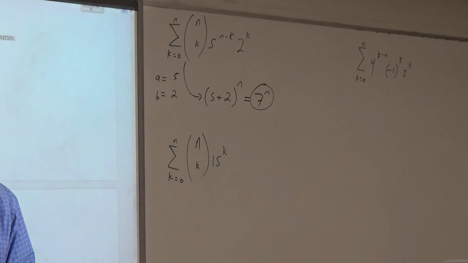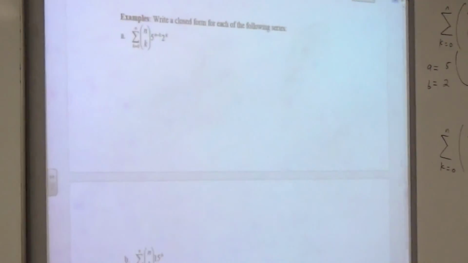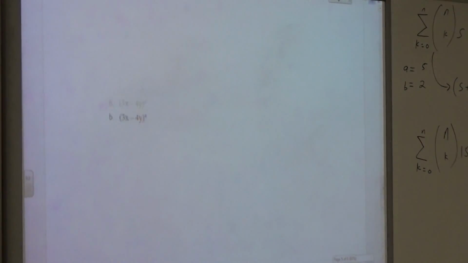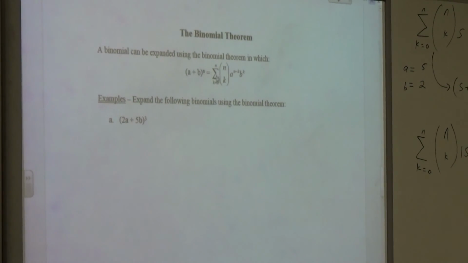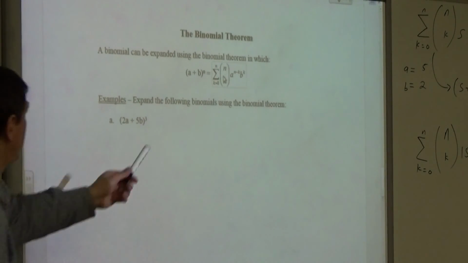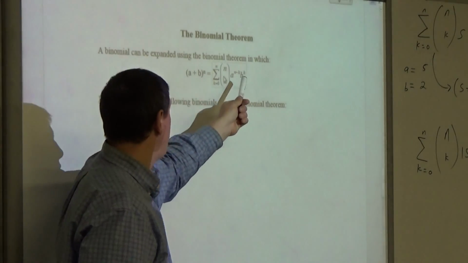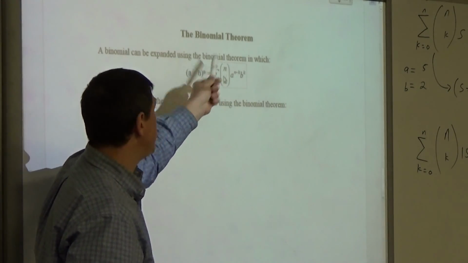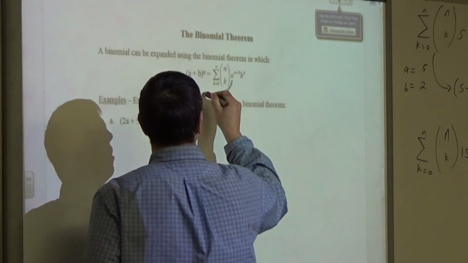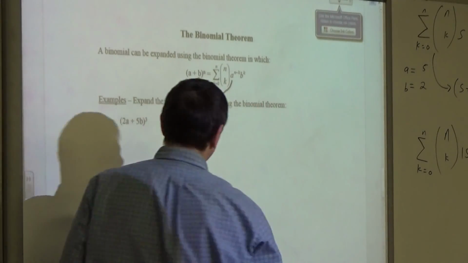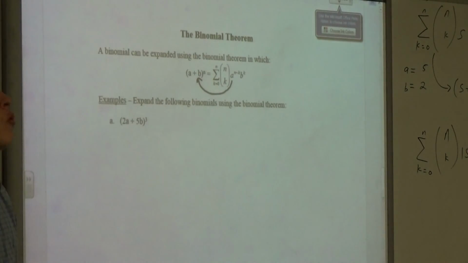Why did you add them? Because remember the binomial theorem? Let's go back to what it says. If you have something in this form, which we do, it's equal to a plus b to the n. So all we're doing is taking this and turning it into that. That's considered closed form.